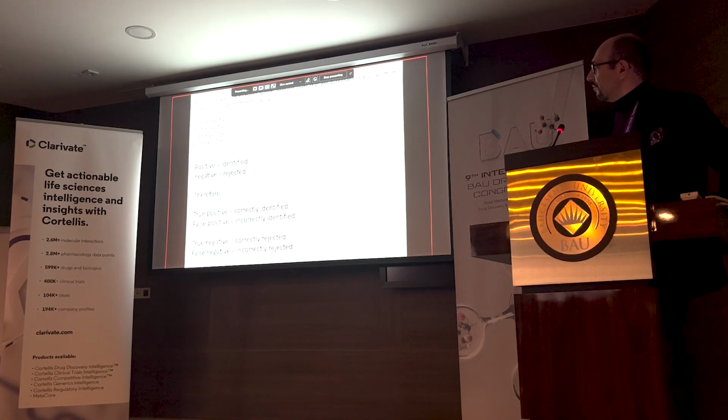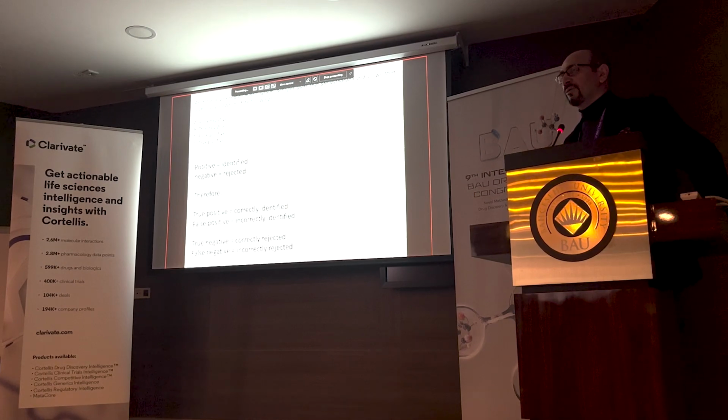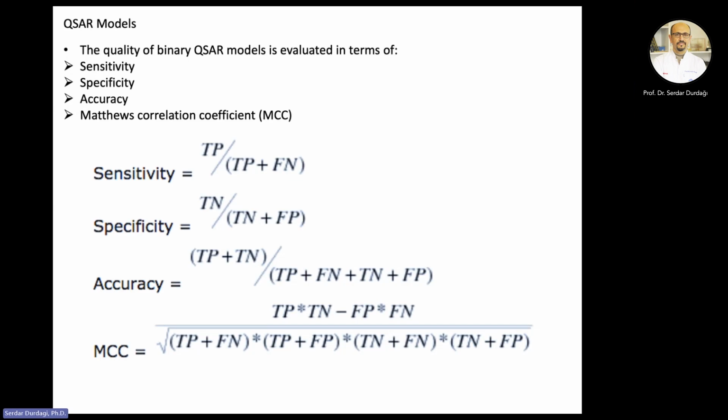And we have false negative, incorrectly rejected. So if I am the authorized person and I want to enter the building and the system does not allow me, this is called false negative. Okay. So in the QSAR models, we are getting sensitivity, specificity, accuracy, and Matthews correlation coefficient. And the formula of each of them is like this. For example, sensitivity is true positive divided by true positive plus false negative. Specificity is true negative divided by true negative plus false positive, and so on. So if you know their meaning, then you can understand easily.